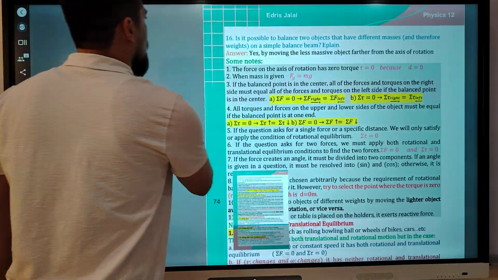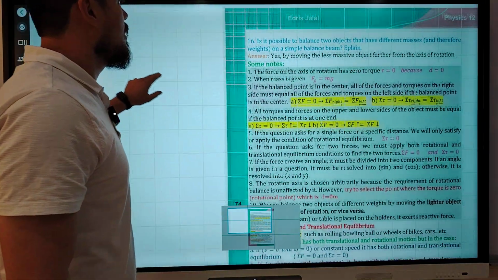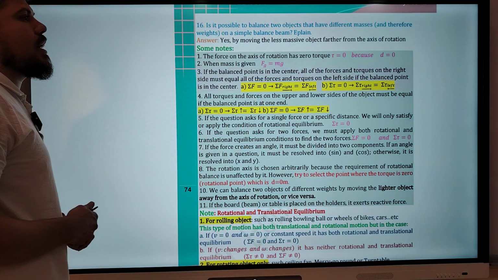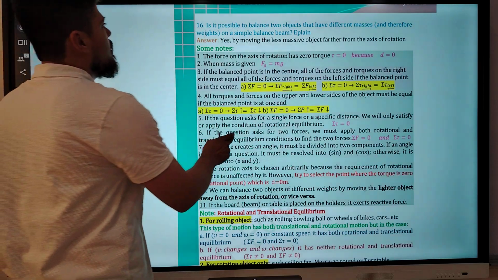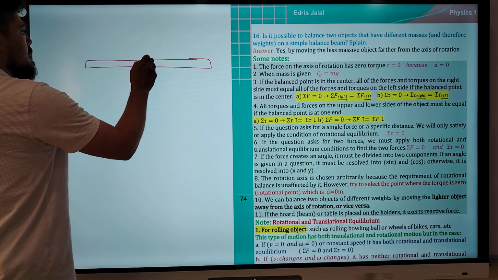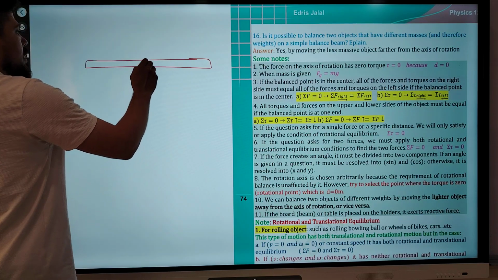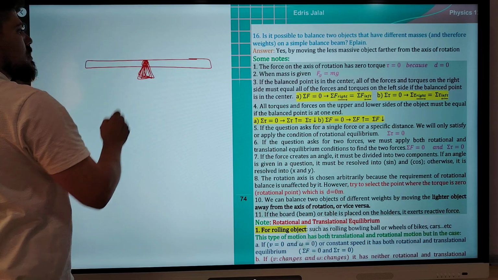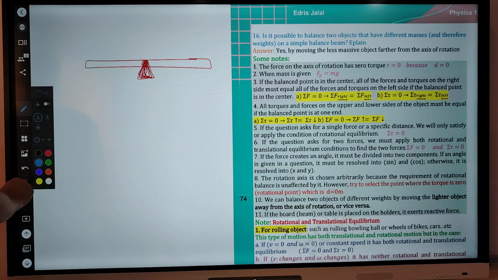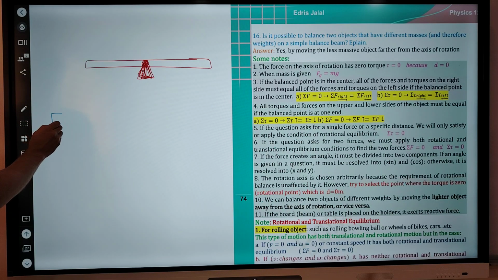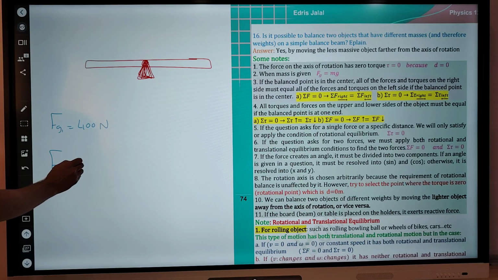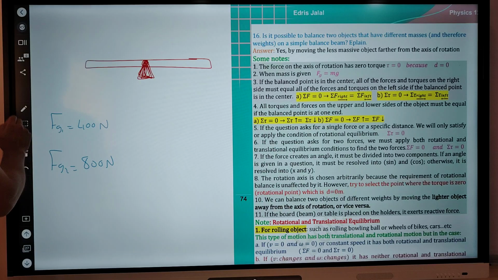Question 16 in chapter review. Is it possible to balance two objects that have different masses, irregular shapes, and therefore different weights on a single balance beam? Yes, of course. For example, if you have a seesaw, this is the pivot or a pillar, okay? This is the axis of rotation. If you have two children on the seesaw, and G1 is equal to, for example, 400 Newton, and G2 is, for example, 800 Newton, okay?